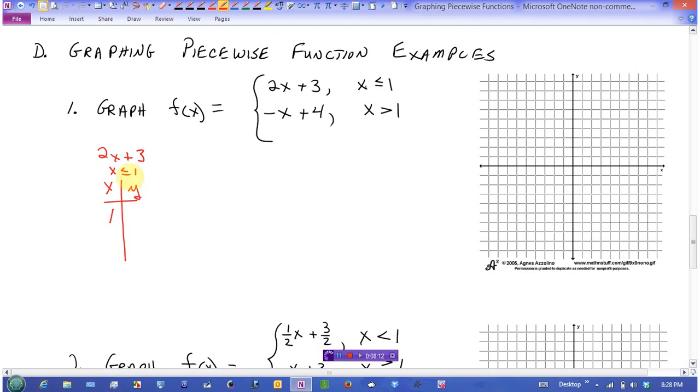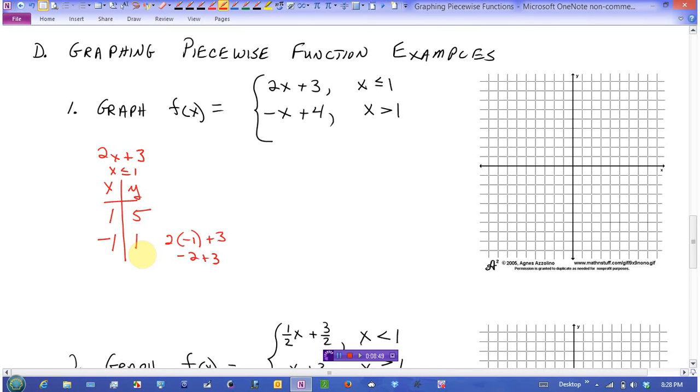When I plug 1 into this equation, I get 2 times 1 is 2, plus 3, I get a 5. For my second point, because it's going to be a line, I need to pick another value of x, but the x value needs to be less than or equal to 1. So I need to pick some other point. How about if we pick a negative 1, because a negative 1 is certainly less than or equal to 1. So I would have 2 times a negative 1 plus 3. That'd be a negative 2 plus 3. I would get 1 out.